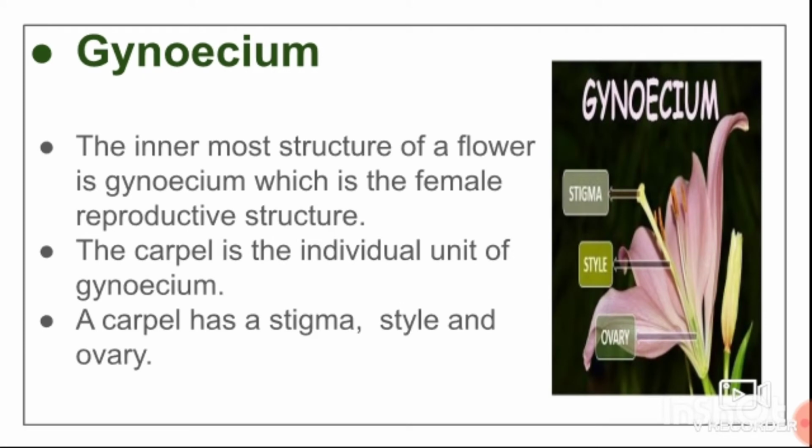Gynoecium. The innermost structure of a flower is gynoecium, which is the female reproductive structure. The carpel is the individual unit of gynoecium. A carpel has a stigma, style, and ovary.